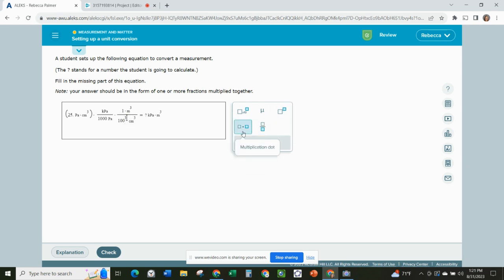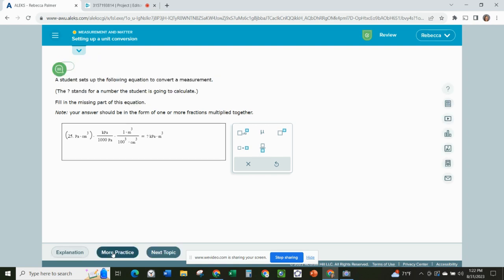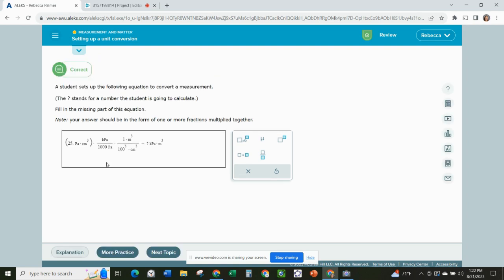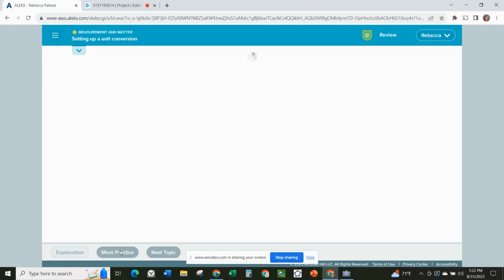And sometimes Alex is a little bit particular about how they like us to put this one in. So let's see if this is right, and we'll see how it wants it typed in. Okay, and that works out. Okay, so that will work. So I'm just trying to cancel out the units. So let's try another one of these.